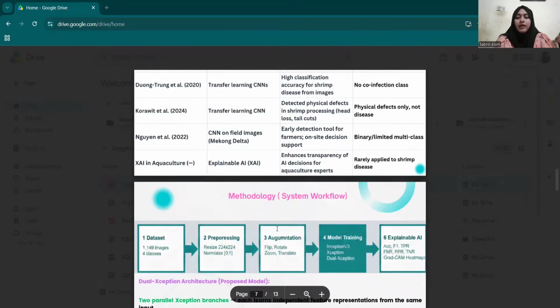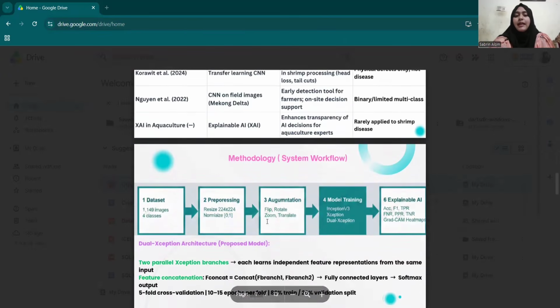We are moving to our next slide, which is methodology. This slide is very important because the methodology explains what we are actually working on in this paper. Now let me explain how we built the system. You can see here are six steps. The step number one is dataset. Here is 1149 images with four classes. All this data was gathered to preserve this dataset, and the next step is pre-processing.